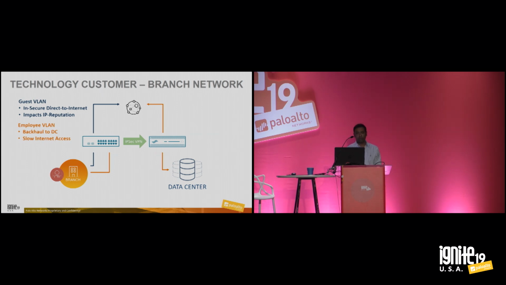So the guest VLAN would go there, and the employee network would have to ride an IPsec backhaul VPN into a data center, and then that's how they used to egress out to the internet. So it created two inefficiencies for them. The first is, okay, guest VLAN is going directly out to the internet, so that's a good, faster path.